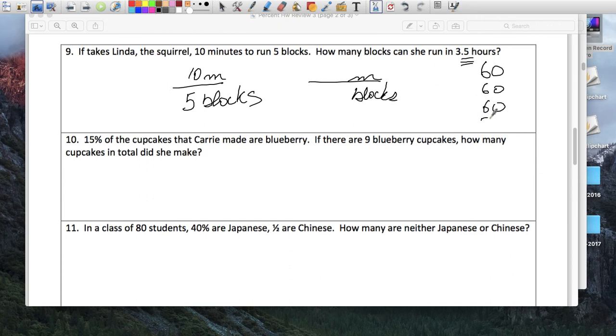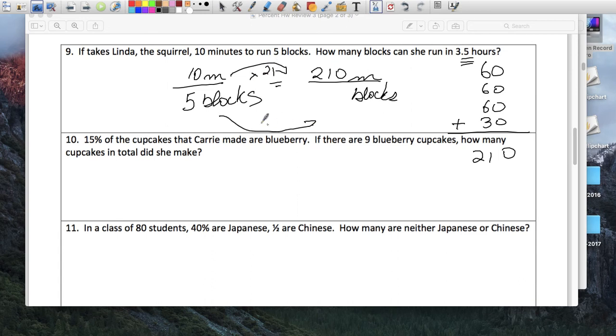Is there a relationship from 10 to become 210 if you look this way? Yeah, times 21. So this one will be times 21 as well. And that gives us 105 blocks. So the squirrel is going to run 105 blocks in 210 minutes or 3.5 hours.